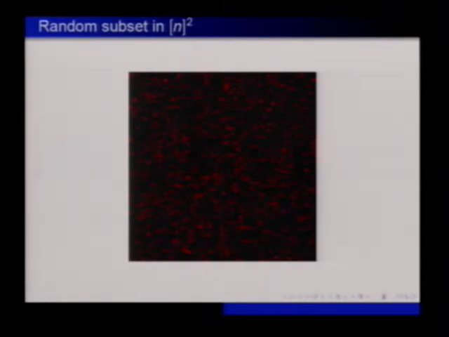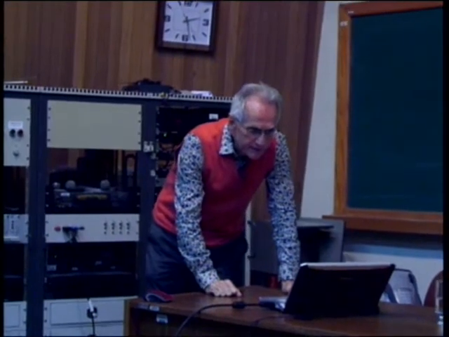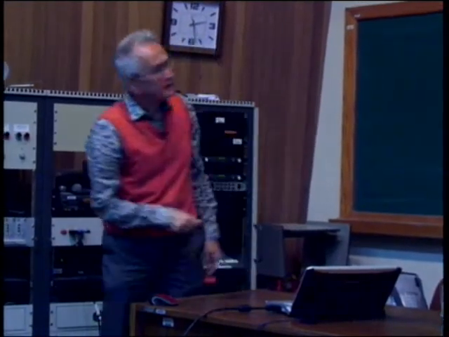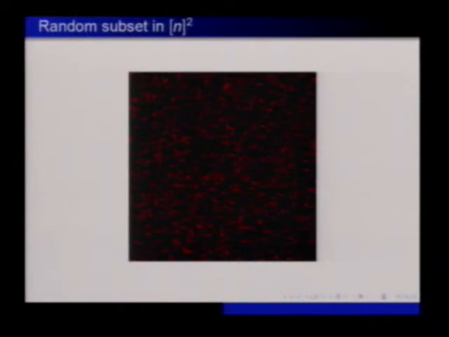Now, that's not the issue. The issue is always finite. Infinite is easy in bootstrap percolation. Finite is what we care about. So here is a distribution. Can you see at all? This is a somewhat big square, like 500 by 500, and there are some infected cells in it. These are the red ones.